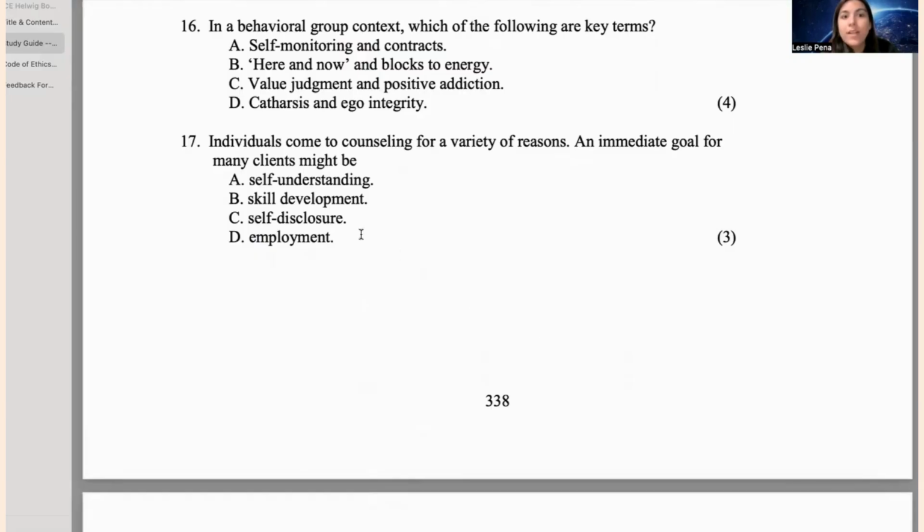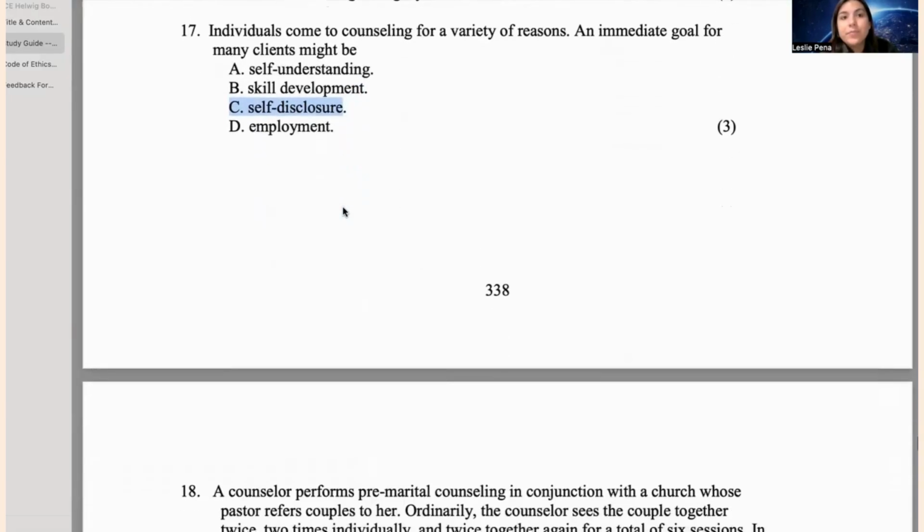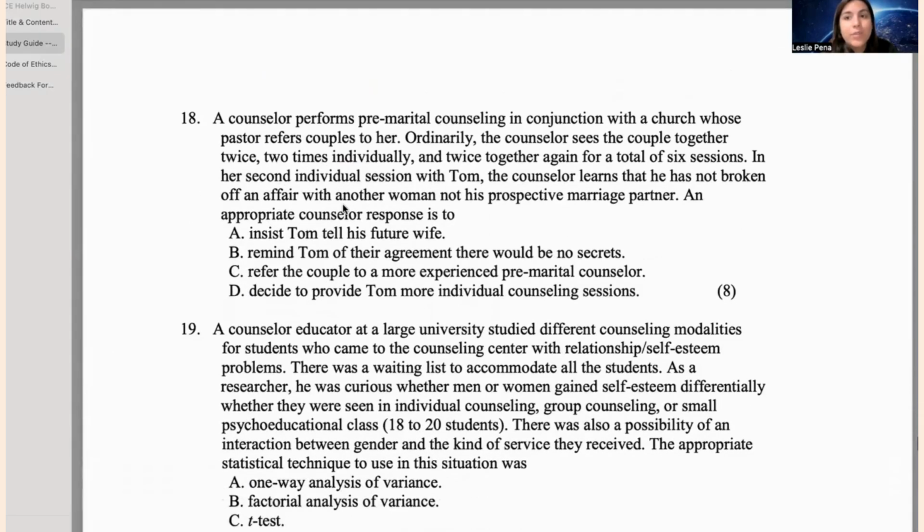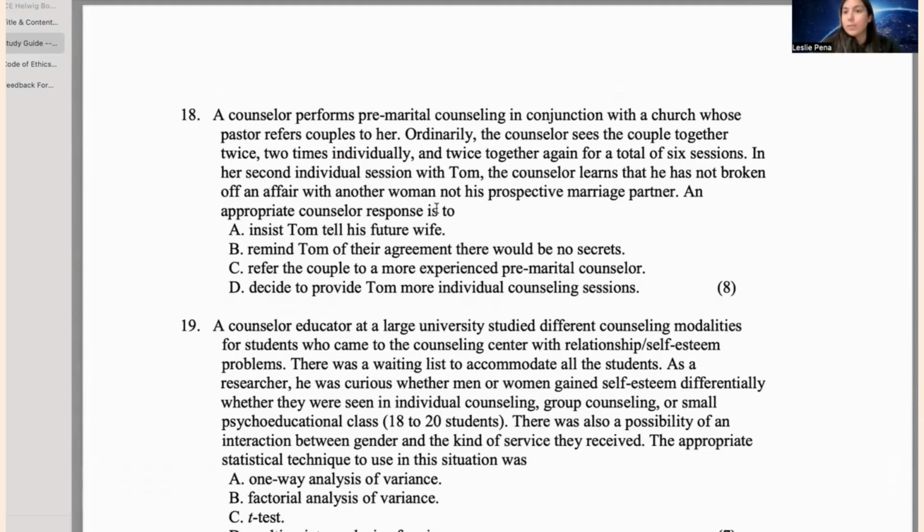Sometimes they just want to get stuff off their chest and self-disclose. Let it out to someone who's not going to judge, someone who's going to accept whatever they say.